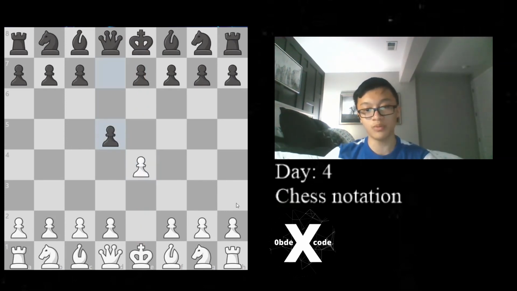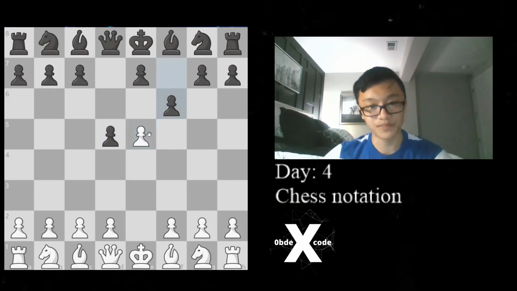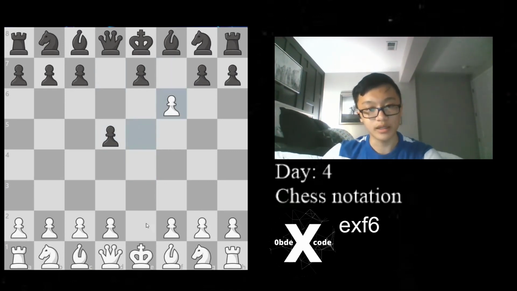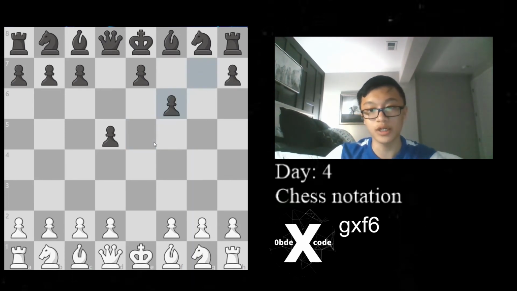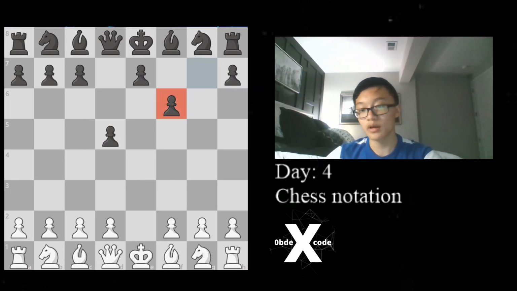Let me just show you one more example, just to make sure. This would be E, because the pawn used to be on the E file, and X because it took a pawn in this example, and F6 because it's on that square. This would be G because it was originally on the G file, and X because it captured, and F6 because of the square. And that's basically how pawn captures work.